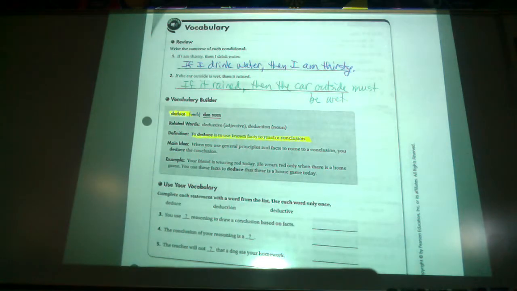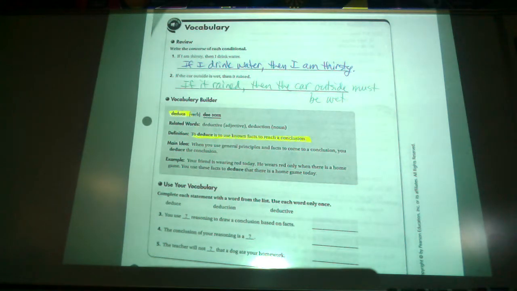To deduce is to use known facts to reach a conclusion. So we're not using inductive reasoning, which uses educated guesses and your experience. That's what detectives use when they're trying to solve a crime. Whereas deductive reasoning uses known facts. If this, then that. If this, then that. It's nothing that we're making an educated guess at. We have to have a statement of truth in order to create another statement of truth.